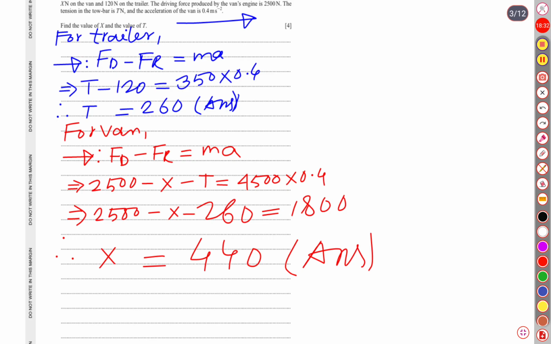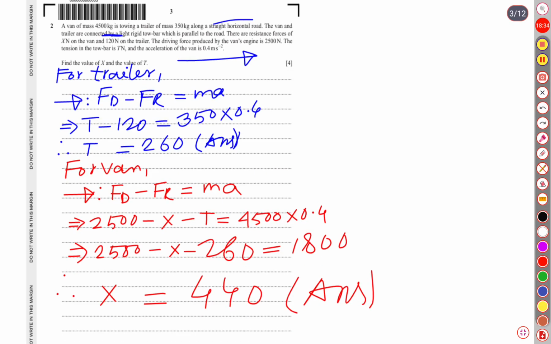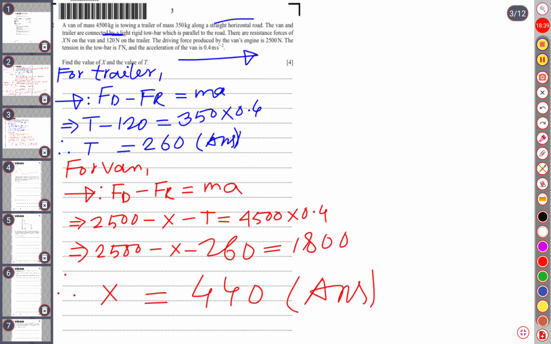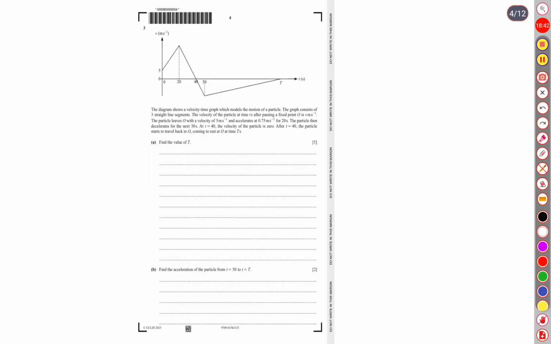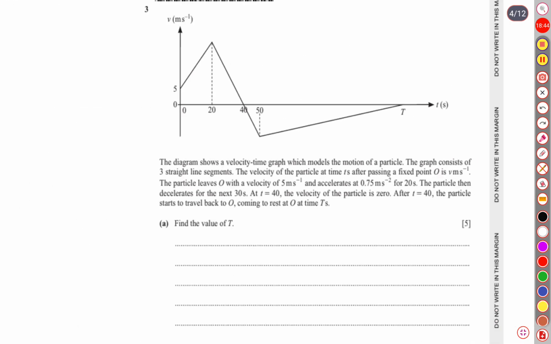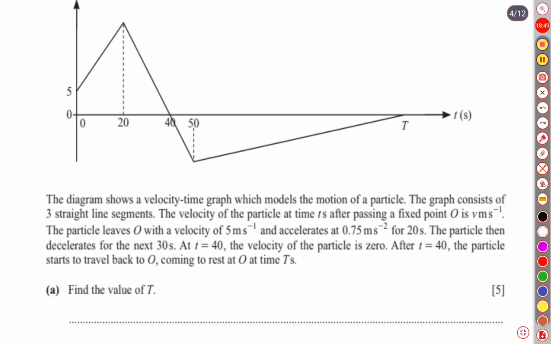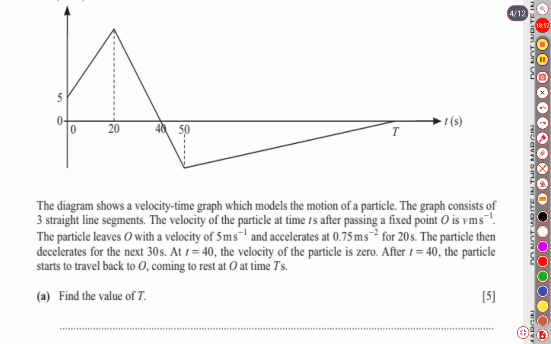Then let's move on to question number 3, which is on the next page. It's a velocity time graph. The question says the diagram shows a velocity time graph which models the motion of a particle. The graph consists of 3 straight line segments. The velocity of the particle at time t seconds after passing a fixed point O is v meter per second.